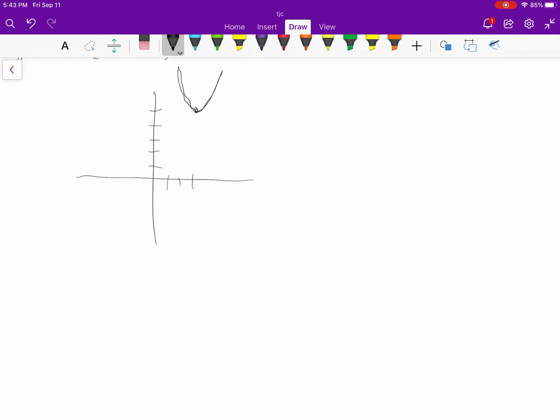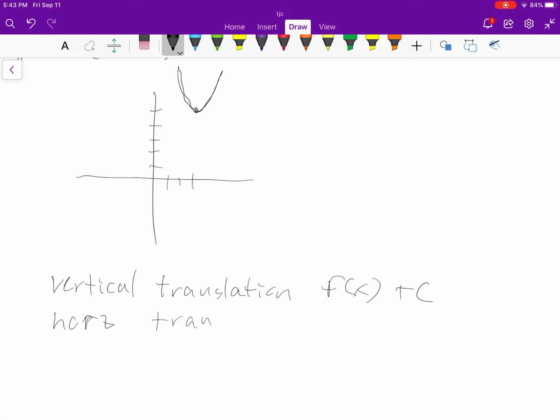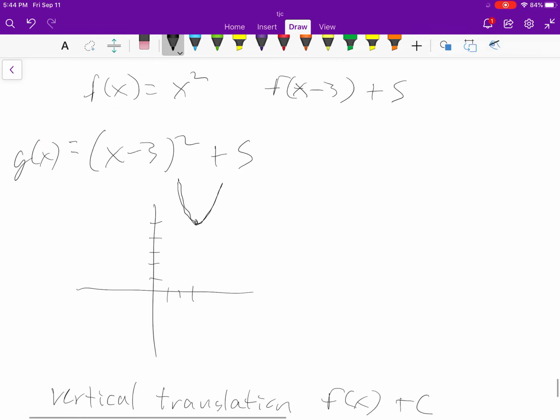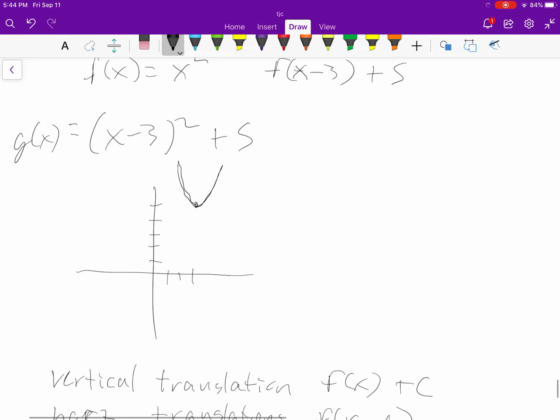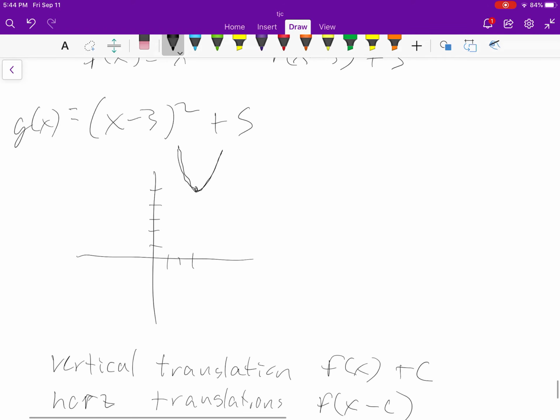So vertical translations are on the outside. Vertical translations are just f of x plus c or minus c. Horizontal translations are translations on the inside, and it's the opposite sign. So if it's to the right, it's going to be negative. To the left, it's going to be positive. And if you want to do both, you can do both like we did up here. So that's the first part about translations, these vertical and horizontal translations.